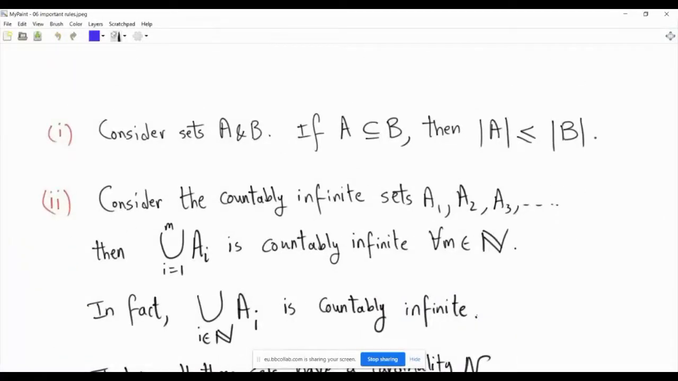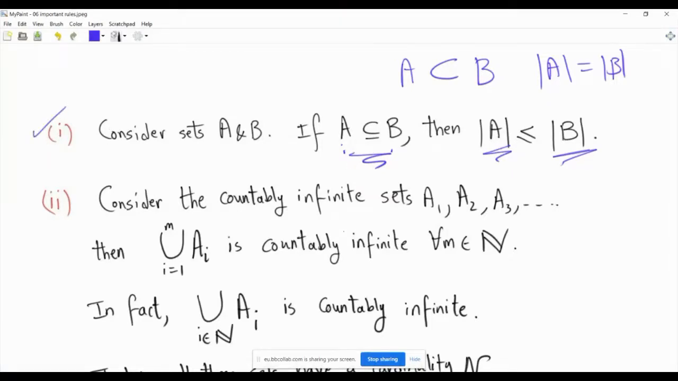Now some rules to keep in mind. If A is a subset of B, then the cardinality of A is less than or equal to the cardinality of B. So it cannot be the case that A is a subset of B and the cardinality of A is larger. But we now know that A can be a strict subset of B, and yet the cardinality of A is equal to that of B. This is something that we have seen now. But it is not possible to have a subset with a strictly larger cardinality.